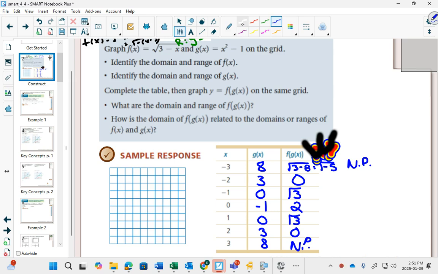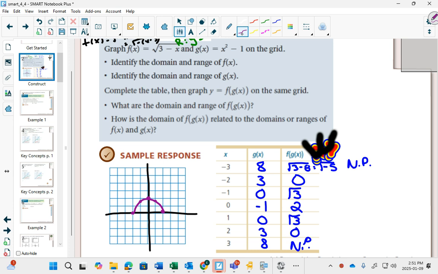So if I go to graph this, I'm going to have the point at negative 3, it's not possible, but negative 2 is at 0. Negative 1, it's at root 3. At 0, it was at 2. Root 3. So it appears to look like that.